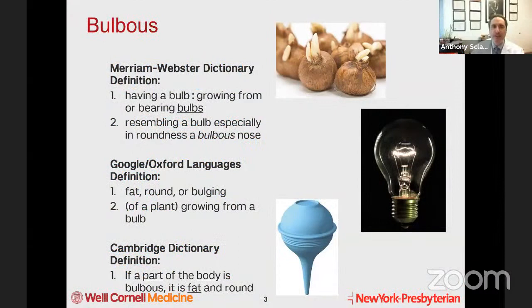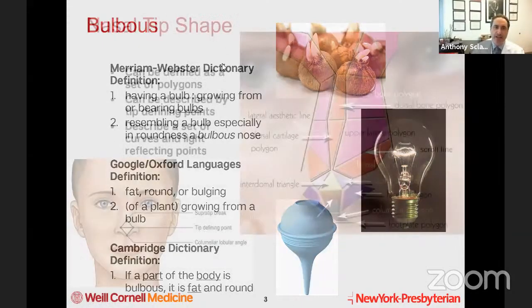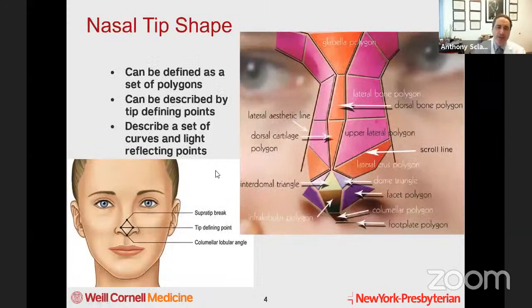So it's not a terribly nice term to call a patient's nose bulbous, because it just refers to the fact that it's round and big and fat and really not a very attractive nose. But when you think about what the nose should look like in an idealized form, you can break the entire nose down into a series of polygons. And when you specifically look at the tip, we're talking about this interdomal triangle and these domal triangles with a little bit of the infralobular polygon here, and you should see very discrete areas of the tip.